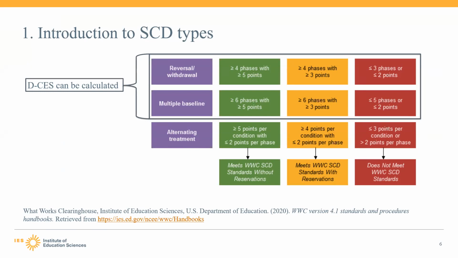Now I will introduce an example of the reversal withdrawal design and the multiple baseline design and apply the What Works Clearinghouse standards to these examples. I'm limiting the discussion to the reversal withdrawal designs and the multiple baseline design as a design comparable effect size, which will be introduced and demonstrated later, is only developed for these two design types.